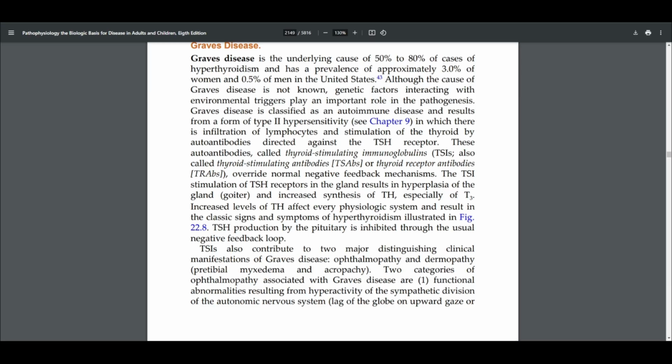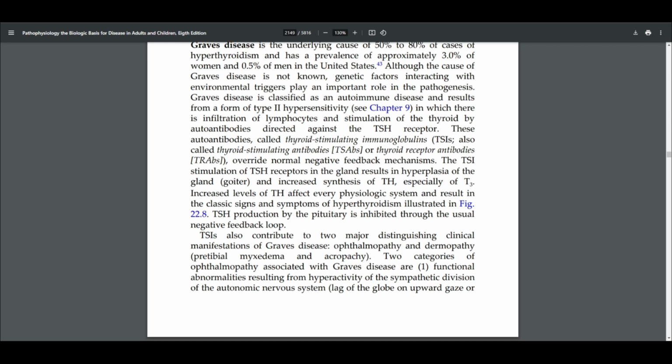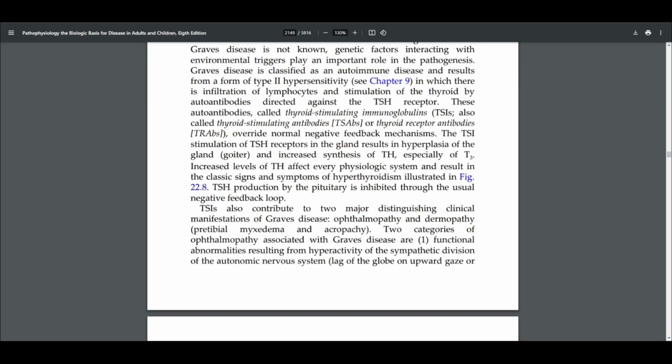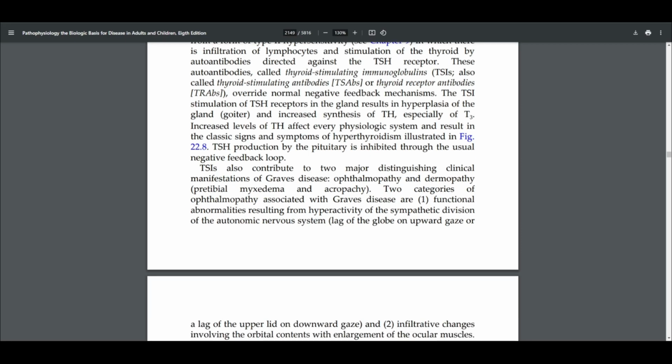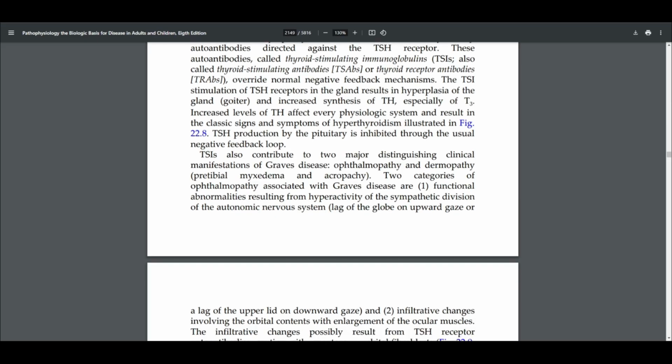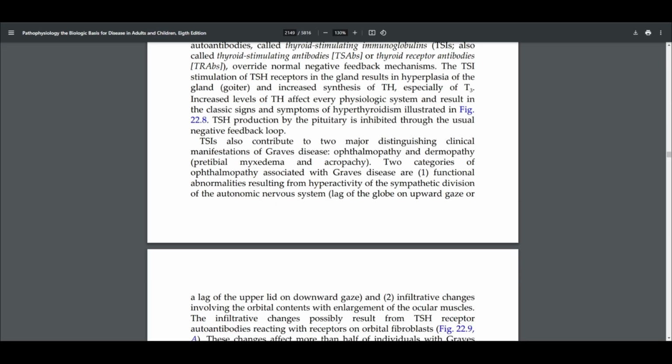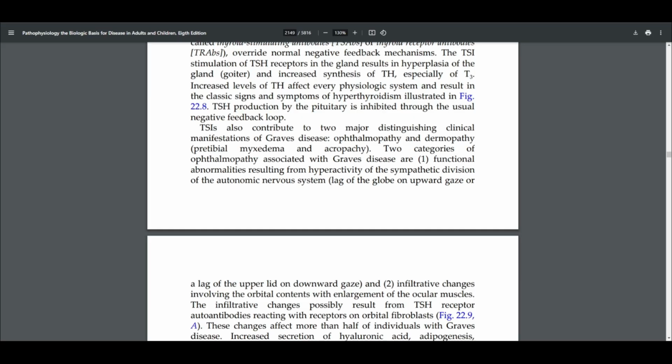The TSI stimulation of TSH receptors in the gland results in hyperplasia of the gland, which creates that goiter, and increased synthesis of TH, especially of T3. Increased levels of TH affect every physiologic system and result in classic signs and symptoms of hyperthyroidism. TSH production by the pituitary is inhibited through the usual negative feedback loop. TSIs also contribute to two major distinguishing clinical manifestations of Graves' disease: ophthalmopathy and dermopathy, your pretibial myxedema and acropathy.